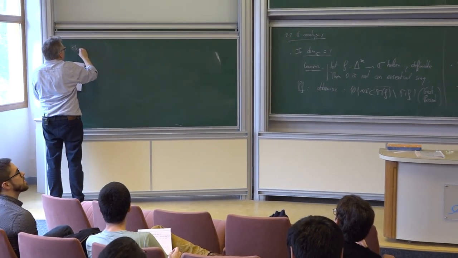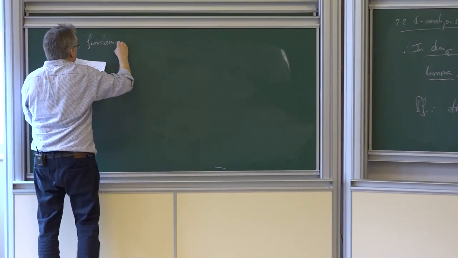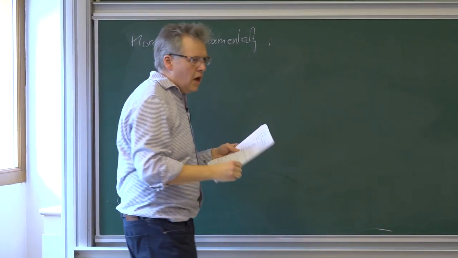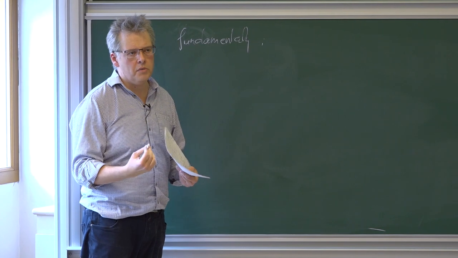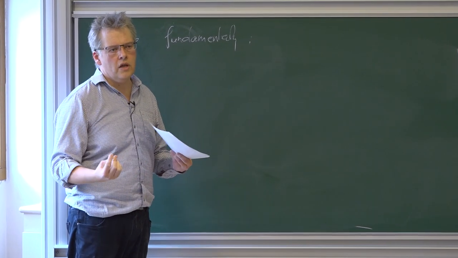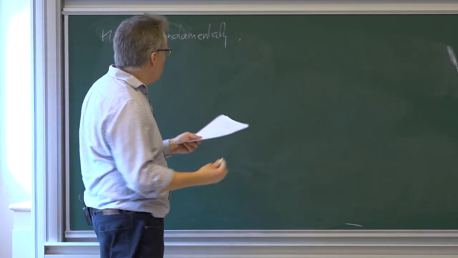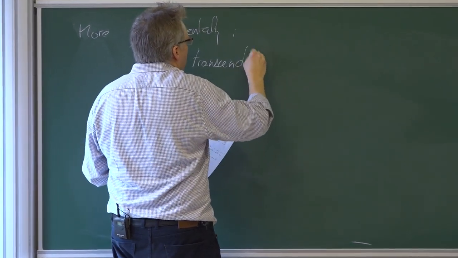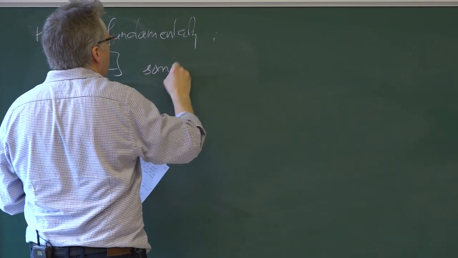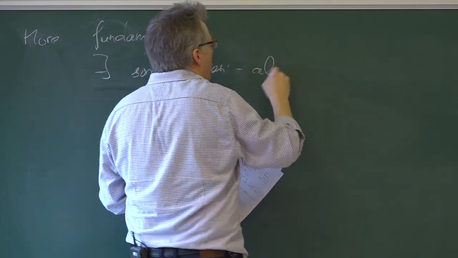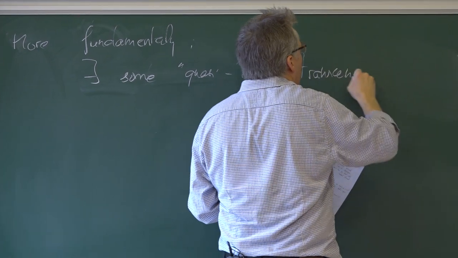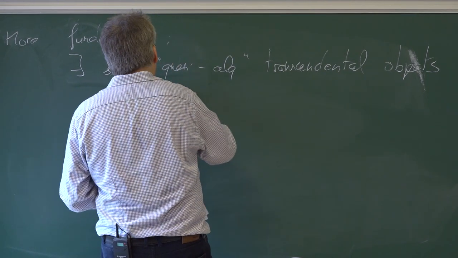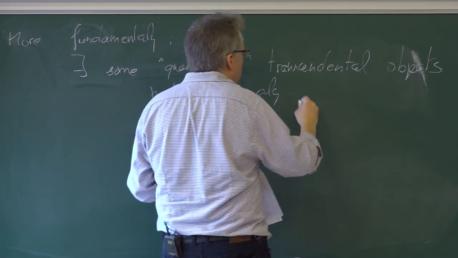So more fundamentally, what is the kind of transcendental objects that I have in mind? Well, these are objects which are constructed with an algebraic recipe to some extent, and nevertheless, they are not true algebraic varieties. So there exist some quasi-algebraic transcendental objects produced by algebraic geometry. I will come to periods. But let's start with something much simpler.